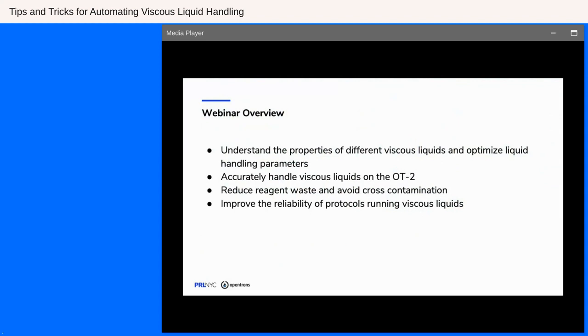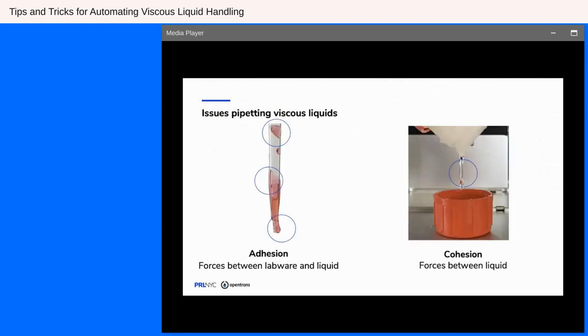In this seminar, I would like to introduce you to the different properties of viscous liquids and how we can use automated liquid handling to optimize these parameters. After handling the viscous liquids, you'll be able to accurately handle viscous liquids using the OT-2, reduce reagent wastage and avoid cross-contamination across your deck, and finally improve the reliability of protocols running viscous liquids. Before we begin, let me first introduce you to two important concepts concerning viscous liquids.